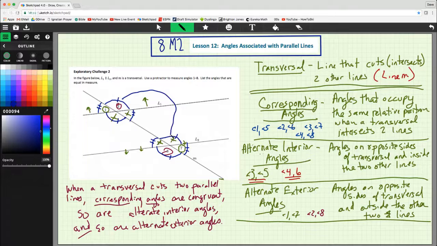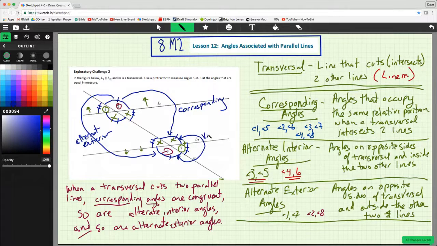2 ties to 6 because they're corresponding. 2 ties to 8 because they're alternate exterior. And 6 ties to 8 because they are vertical. Cool. So it all ties together, just bringing in what we learned last year. So let's move on and let's ask some questions. Let me ask you some questions.